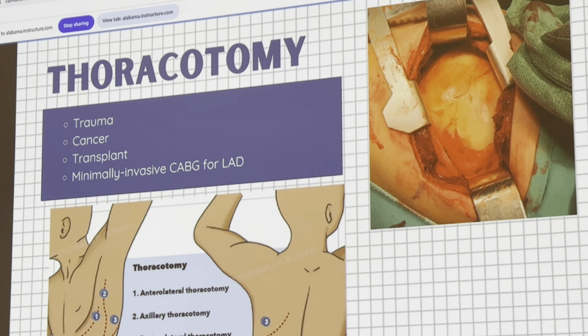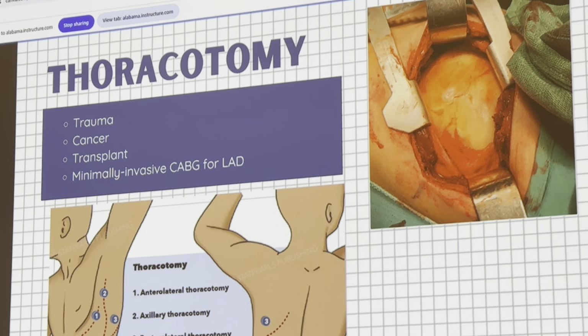Thoracotomy. There are several different reasons why you might need this. Usually cancer is going to be your big one, or some type of diagnostic procedure for cancer. They also can have trauma as well. Maybe they have cystic fibrosis and we need to take part of the lung as well. We're doing full transplants, that kind of stuff. And then CABGs as well.